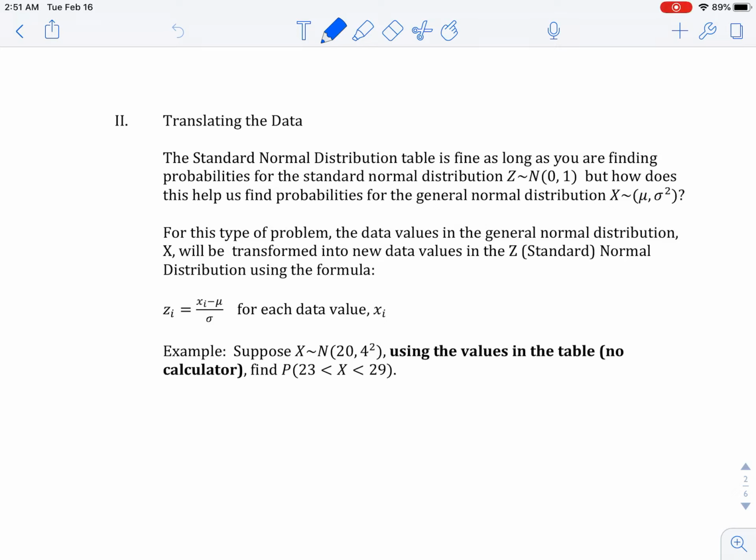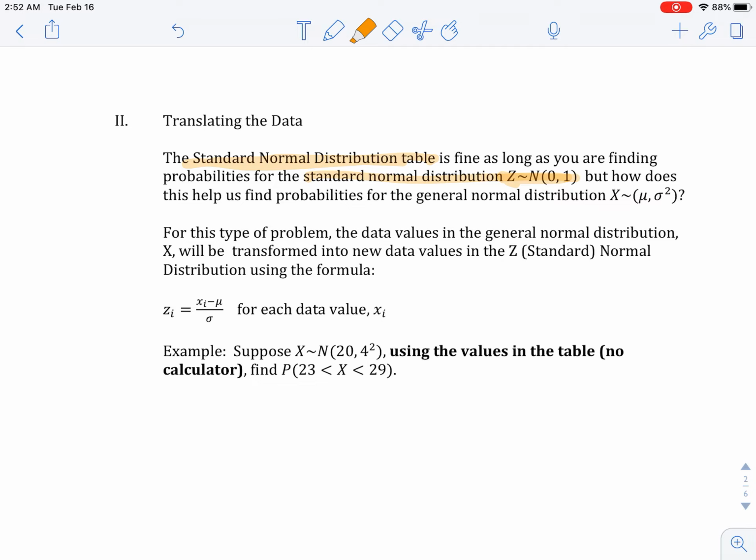This is video 2 of looking at the topic of the standard normal distribution. And as it says right here, that standard normal distribution table that we used back in the old days before we had computers is fine as long as you're finding probabilities for the standard normal distribution, which is a distribution that has a mean of 0 and a standard deviation of 1. But how many times do we have that particular normal distribution?